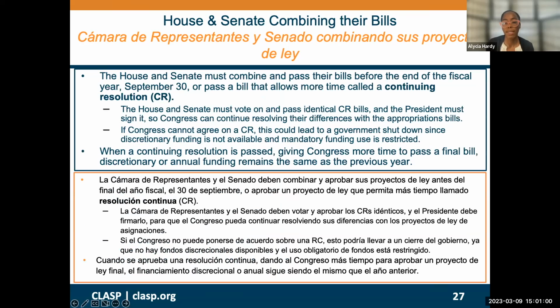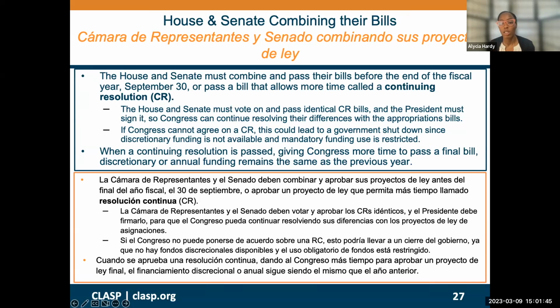The House and Senate must combine and pass their bills before the end of the fiscal year, which is September 30th, or pass a bill that allows for more time called a continuing resolution. Like all other bills passed in Congress, the House and Senate must vote on and pass identical continuing resolution bills, and the President must sign it to give Congress more time to resolve the differences with the different versions of the 12 appropriations bills. If Congress cannot agree on a continuing resolution, also known as a CR, this could lead to a government shutdown since discretionary funding is not available and mandatory funding is restricted.